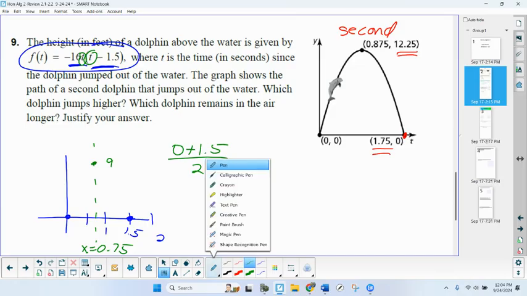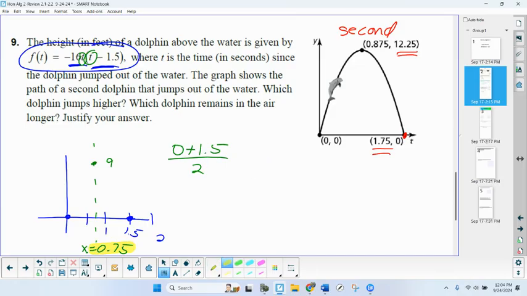Do you know how I got 0.75? Nope. I added my 2 x-intercepts up and divided by 2. So I just said, okay, my x-intercepts are at 0 and 1.5. Add them up, divide by 2. Once you get 0.75, you just plug 0.75 back in there. Gotcha. That gives me 9.